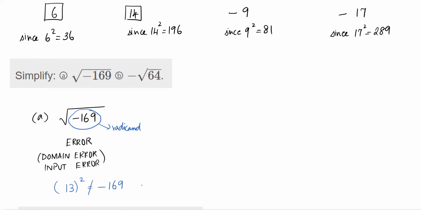So let me try negative 13, the whole square. Well, negative 13 times negative 13 gives me a positive 169, which also does not give me the desired radicand, which is negative 169. What this tells us is there is no real number you can find that will do the trick for us. This implies there is no real number.